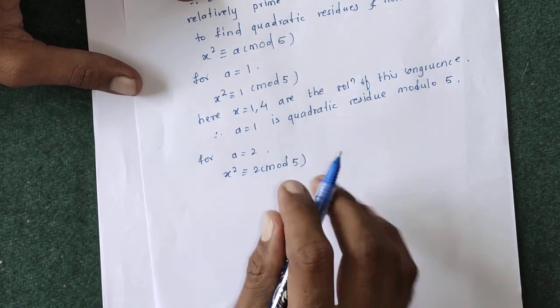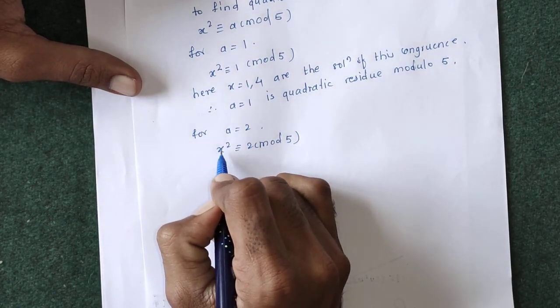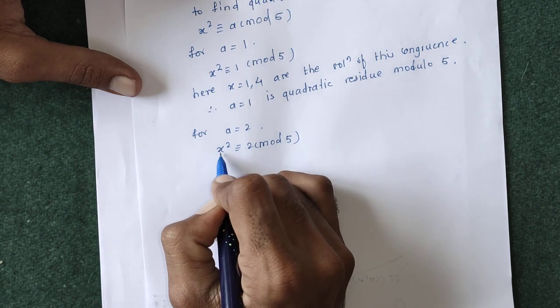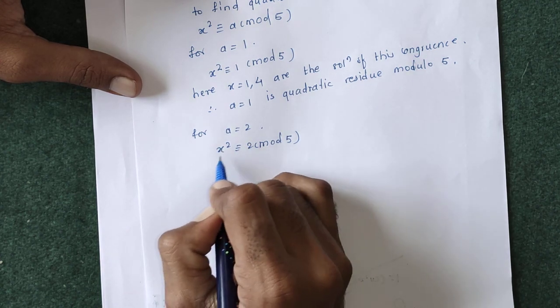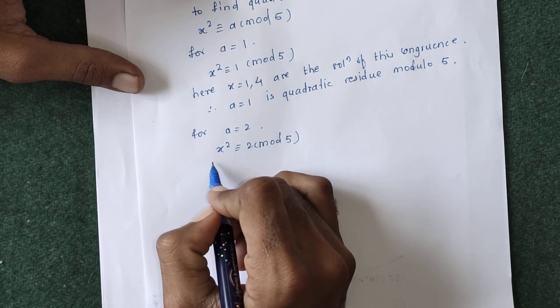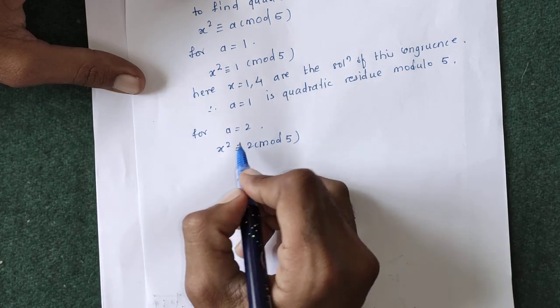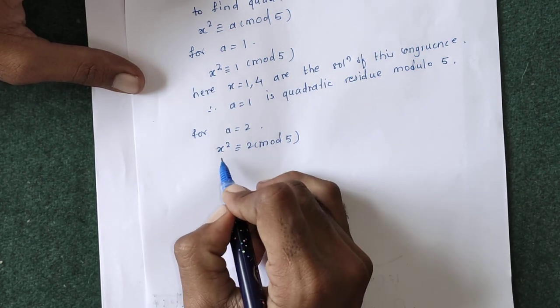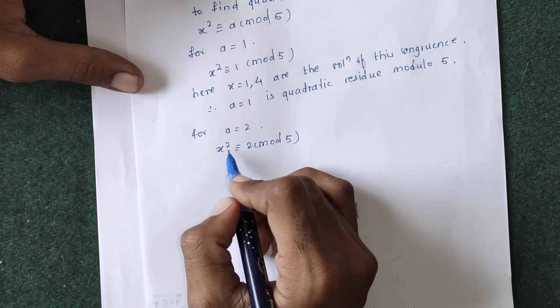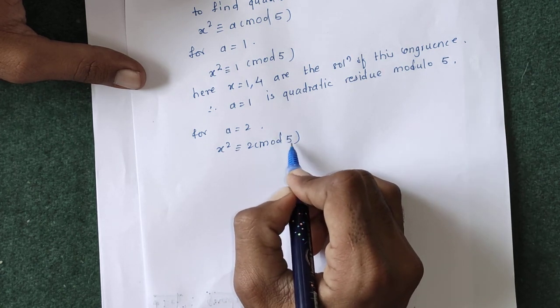Now to check the solution of this congruence, we put the value of x equals 1. So 1 square is 1. So 1 minus 2 is minus 1, and 5 doesn't divide minus 1. So x equals 1 is not a solution of this congruence. So we cannot say that 2 is a quadratic non-residue, since x equals 1 is not a solution. So we will check for x equals 2, 3, 4, all numbers which form the CRS under modulo 5.